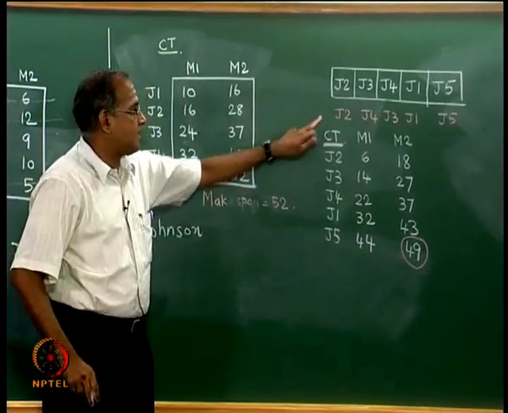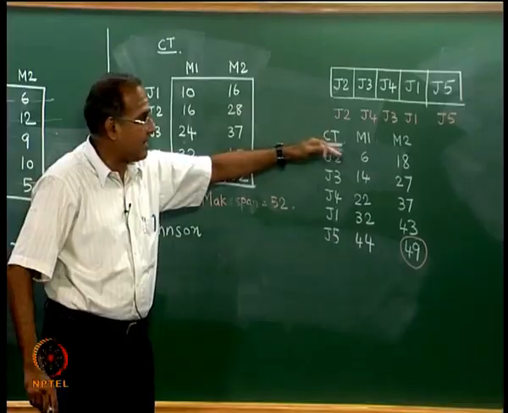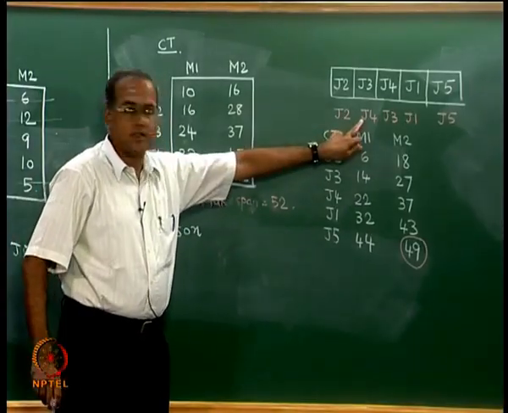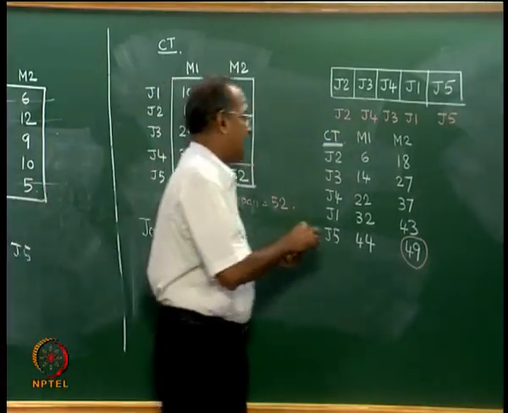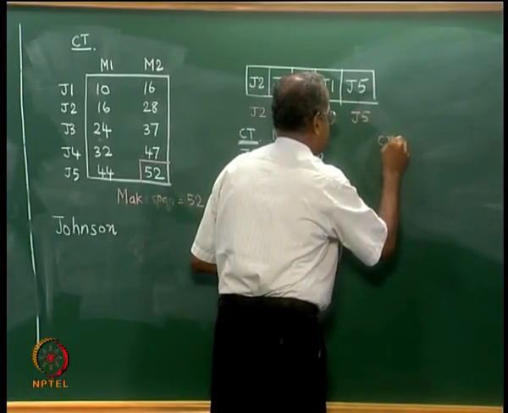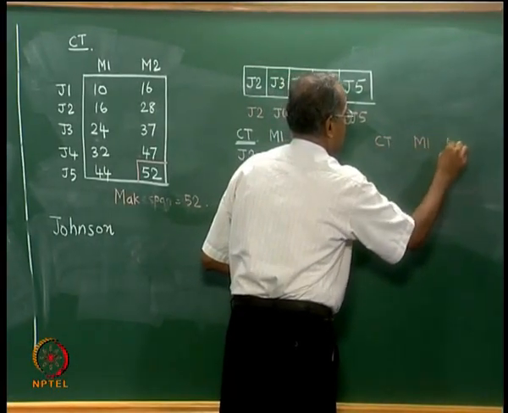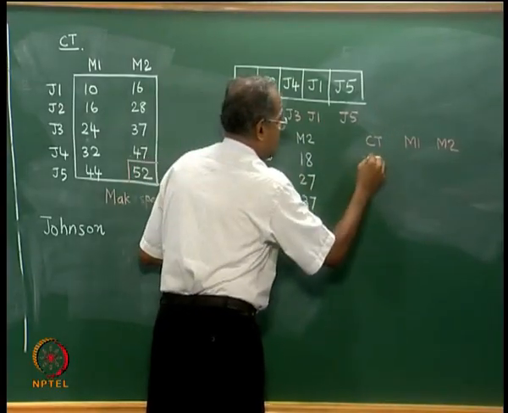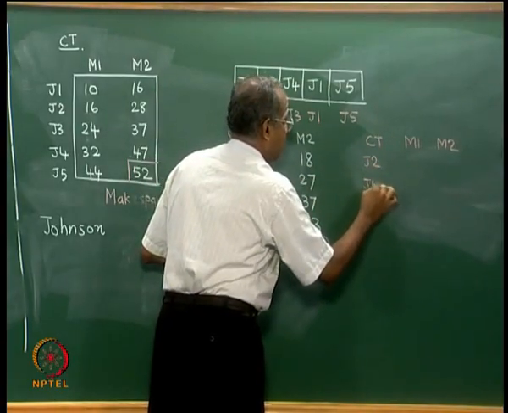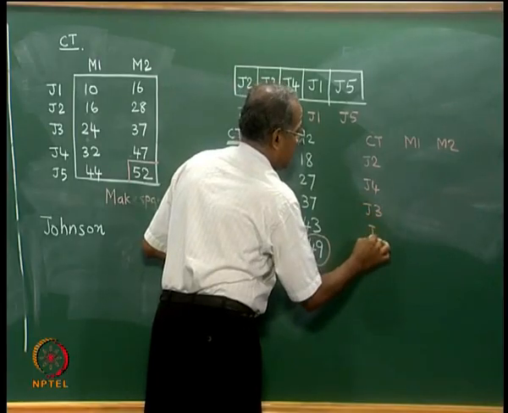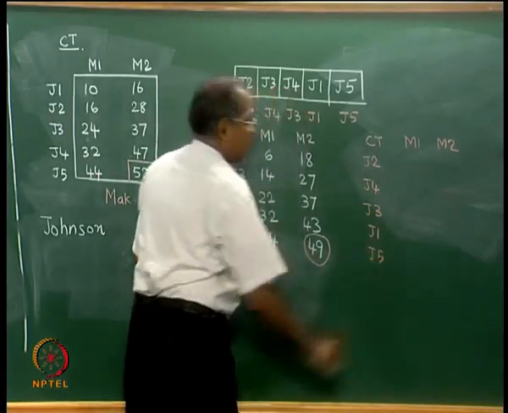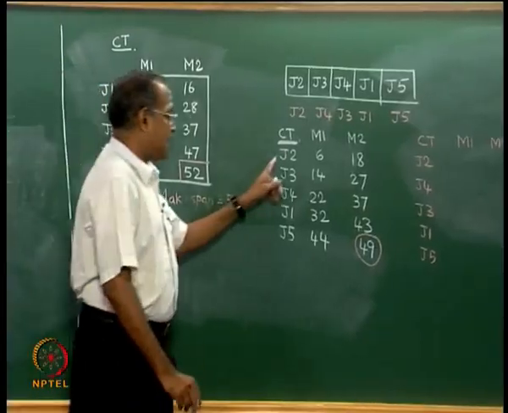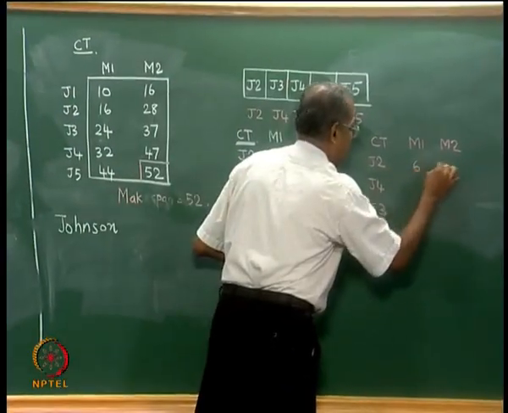but we also got another sequence here. So, we will quickly try and compute the make span for the other sequence. So, here we are again computing cycle times, we have M1 completion times, we have M1, M2, the sequence is J2, J4, J3, J1 and J5. Now, for J2 it is the same, so it is 6 and 18.